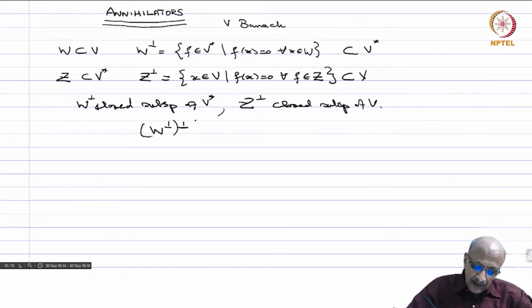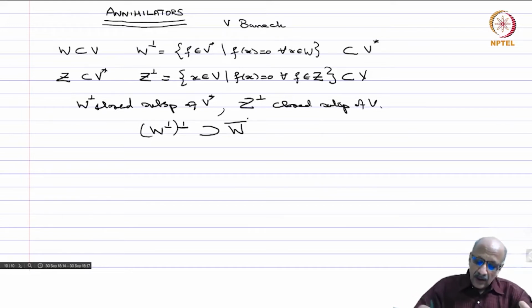If you take any element x in W, that will be killed. When I say killed, that means the valuation is 0. So that will be killed by every element of W perp, and that means it belongs to W perp perp. So W perp perp contains W. Because if x is in W, then for every element in W perp, f of x will be 0, and therefore x has to be in W perp perp. Since the perpendicular is a closed subspace and it contains W, it will also contain the closure. Okay. Now, do we have equality?